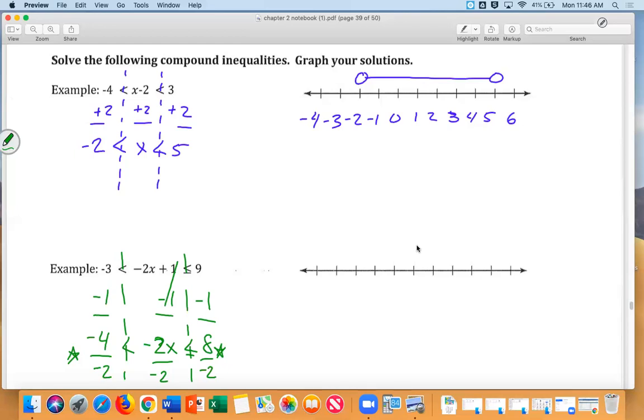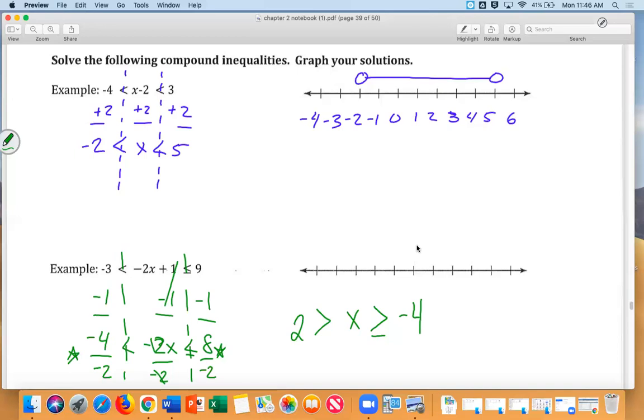So negative 4 divided by negative 2 is 2. Flip your sign. The two negative 2's in the middle, they cancel. Flip your sign. 8 divided by negative 2 is negative 4. So now I got this. And this looks weird because it's backwards, right?